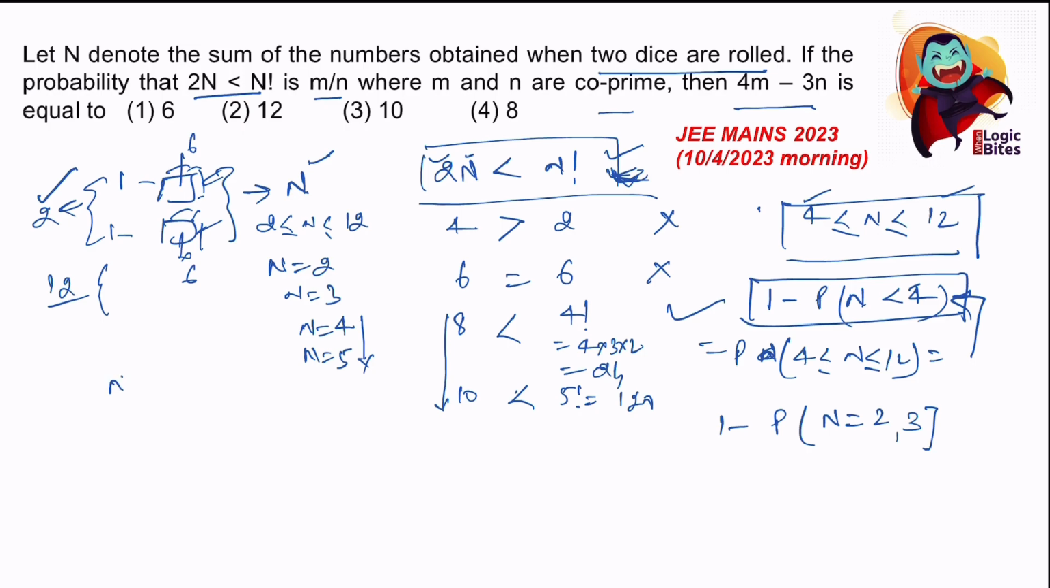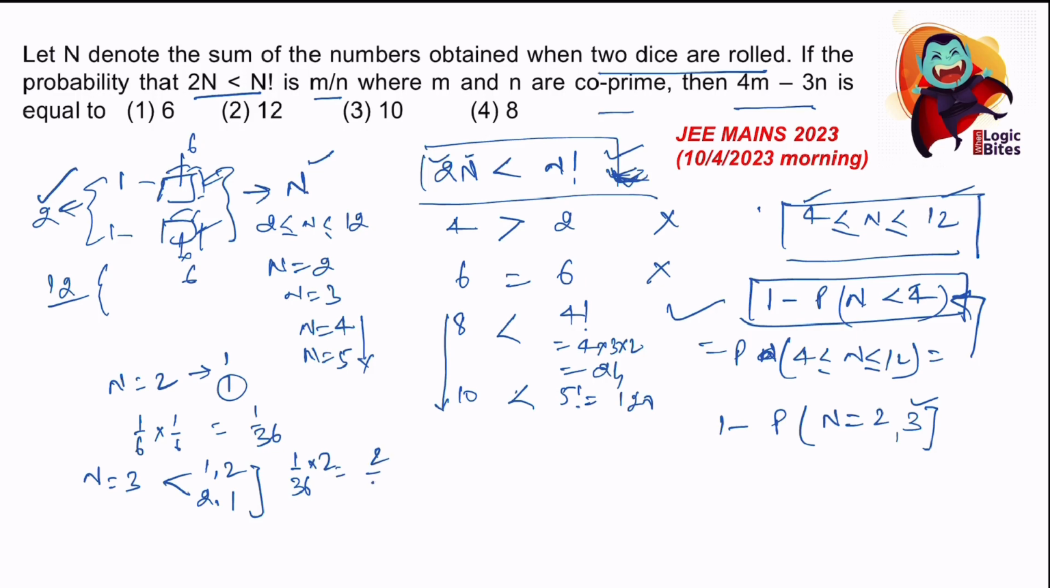So probability of getting the number 2: it will be only when I get 1 and 1 on each of these two dice. Probability of getting 1 is 1 by 6, and again 1 by 6, so it will be 1 by 36. And for 3, when n is 3, we can get it in two cases, 1, 2 or 2, 1. So 1 by 36 into 2, that is 2 by 36. The summation of these two will be, we will write here 1 minus p.